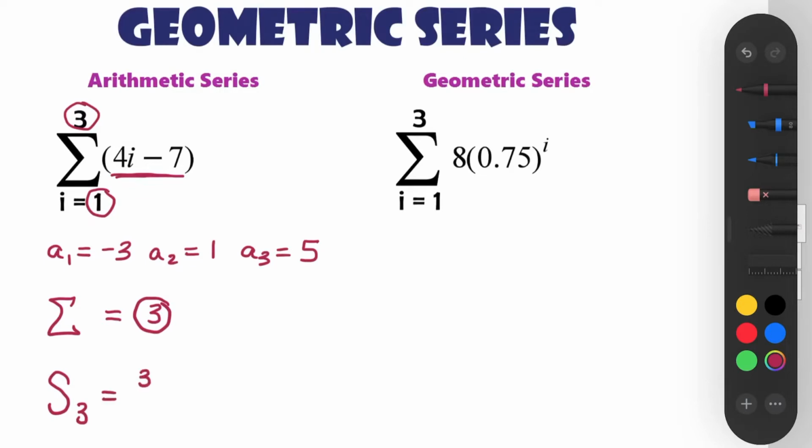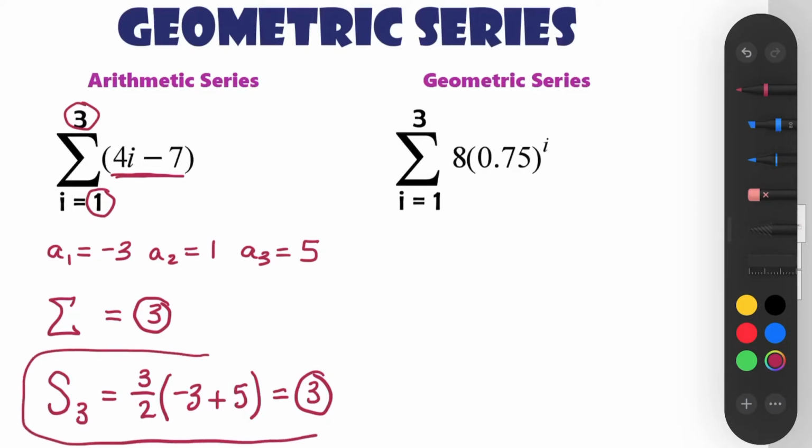Now there was also that shortcut for finding the sum of the first 3 terms. That's where we took the number of terms divided by 2 times the very first term plus the last term, which would be the third term in this case. And 1.5 times 2 is 3. So 2 different ways to get the same answer. Sometimes this is considered a shortcut because if we were adding up the first 100 terms, that would definitely be a shortcut.